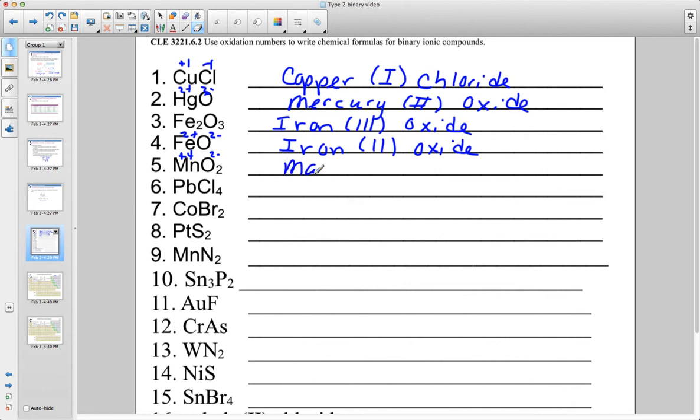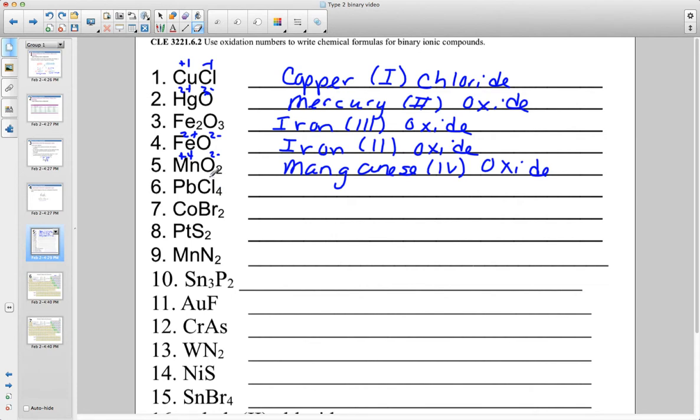So this one must be manganese 4 oxide. Hopefully you know or thought this. Okay, these do take a little bit of practice. As long as you know your algebra, you know how to balance things out to 0, you're going to be just fine.